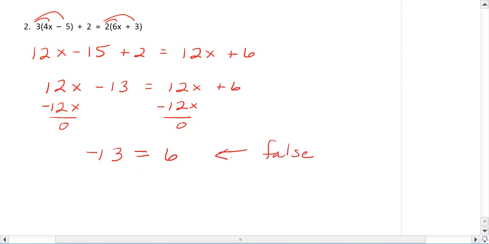And when our algebra that we've done correctly leads us to a false statement like this, what that's telling us is that this equation has no answer. There's no number that we could put in there for x where this would be true. So the answer is that there is no solution. And that happens sometimes. There are equations written that no number satisfies the requirements of the equation. So we just write no solution, and that's it.